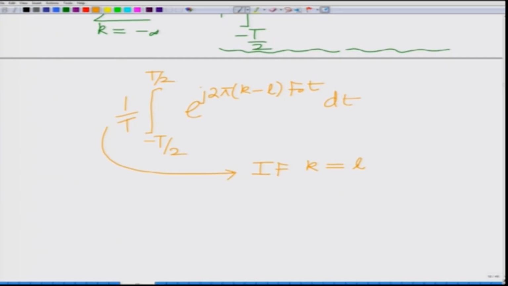So, if k equals L, this integral becomes 1 over T, integral from minus T by 2 to T by 2 of 1 times dt, which is 1 over T times T. So this is 1. What we are saying is, if k is equal to L, then 1 over T integral from minus T over 2 to T over 2 of e to the power of j 2 pi (k minus L) f naught t dt is 1.